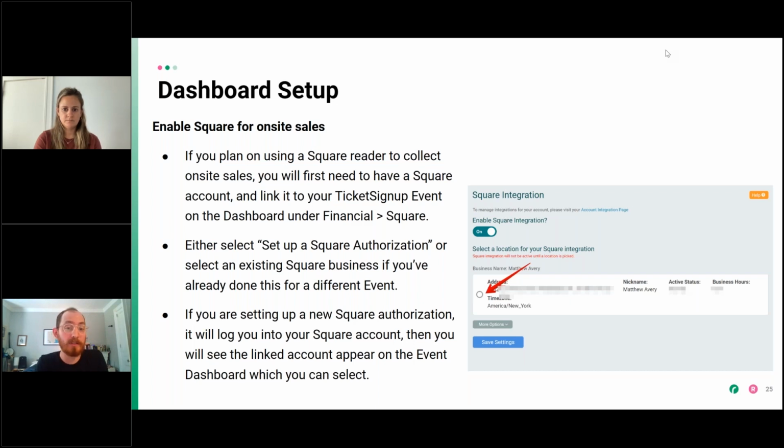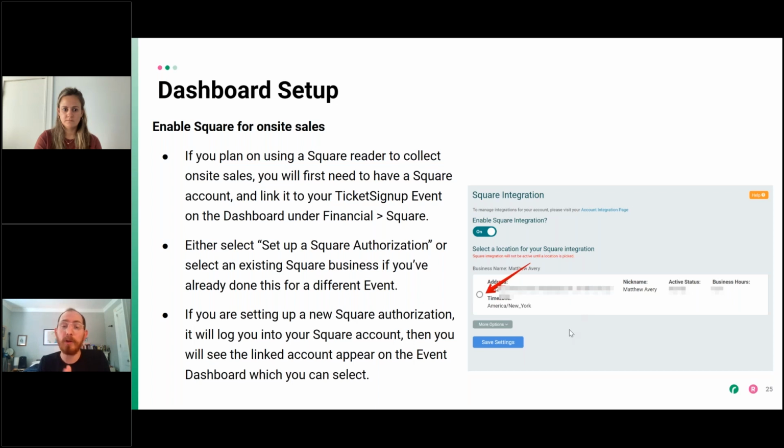So you can use your existing Square account, log into it. But basically, come into here. If you have already enabled Square on another event of yours, it will show a business name here on the right. Otherwise, you can add a new one. It'll say something like set up a Square authorization if you haven't already done so on your login. And if you are setting up a new Square authorization, it will log you into your Square account in the browser here, and then you will see the linked account appear in the event dashboard, which you can select.